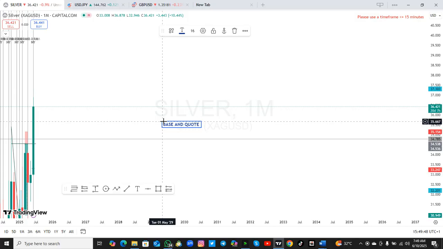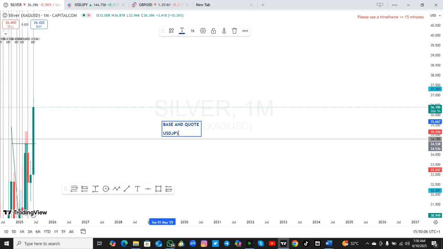Base and quote currency. So what is base and quote currency? Base is always the first currency you see when you open your chart, while quote is the second currency. Example, you have USD JPY, right? The first one, which is USD, is always the base, while the second one, Japanese yen JPY, is always the quote. It happens to all of them, exception of none.